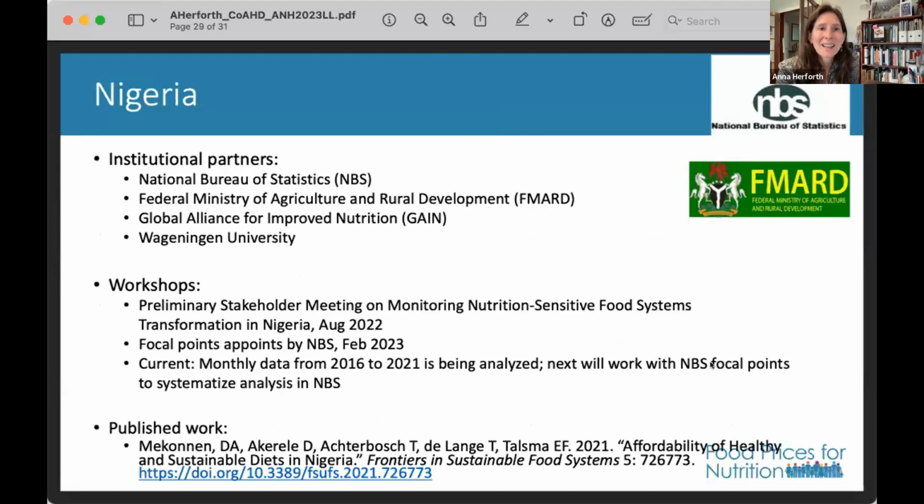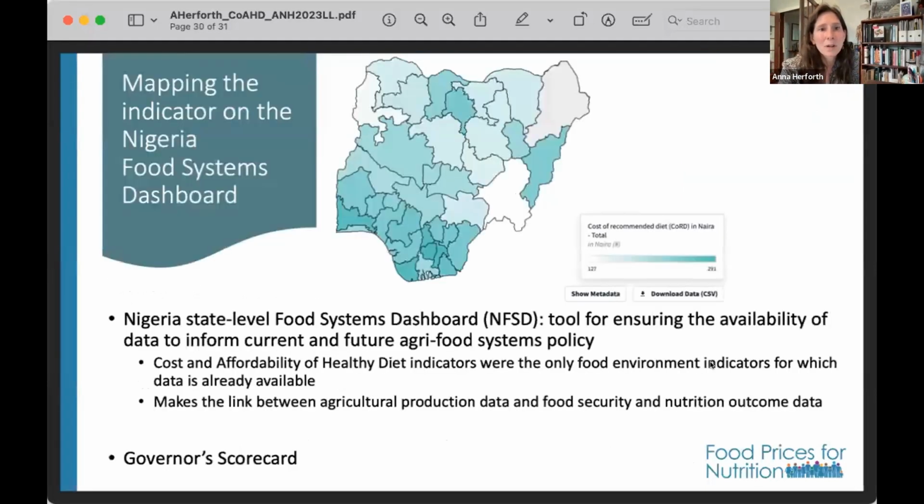Nigeria, we just had a virtual workshop last week, and the National Bureau of Statistics is very much on board in terms of integrating this indicator and starting to find the most convenient ways to do that. There's a national food systems dashboard, which is in the works for Nigeria, and the cost of a healthy diet is one of the indicators that people are very keen to scale up, as it was, I believe, the only food environment indicator for which data is readily available.